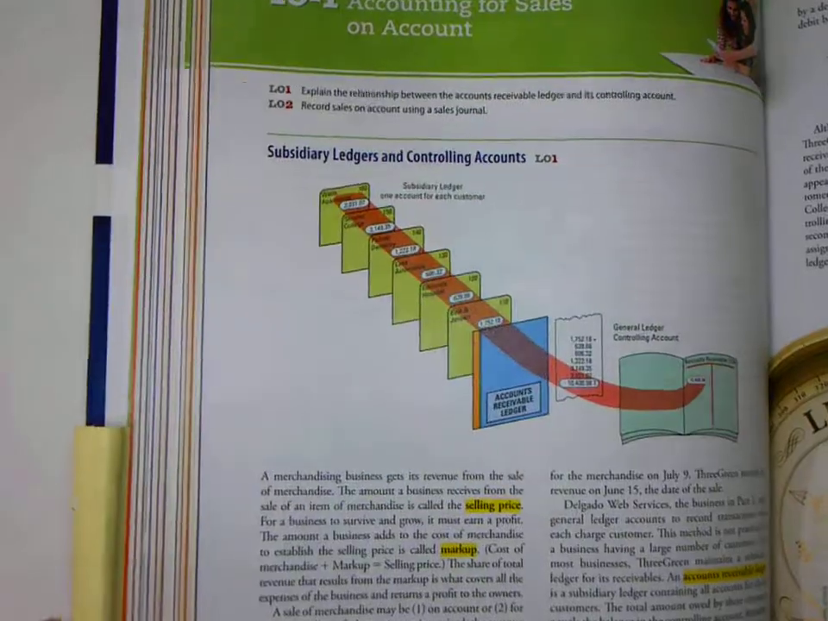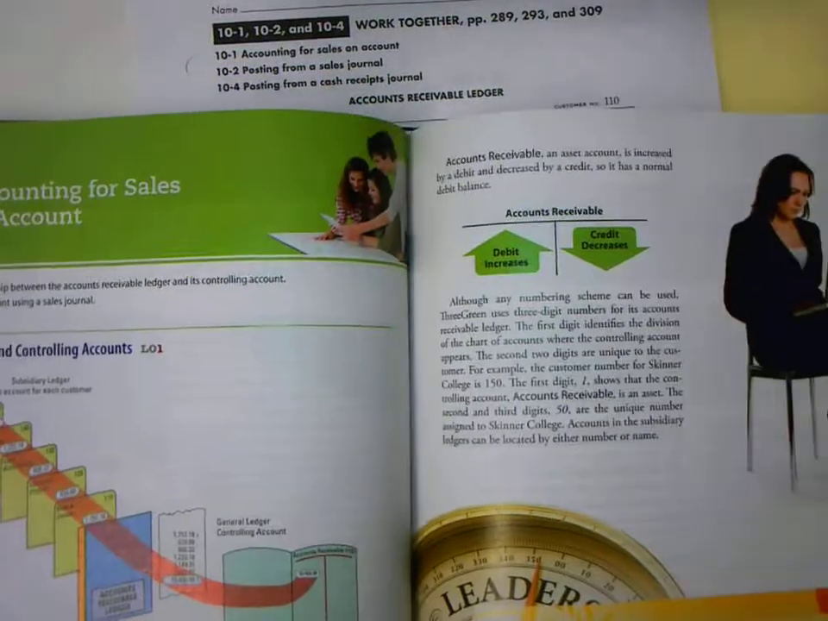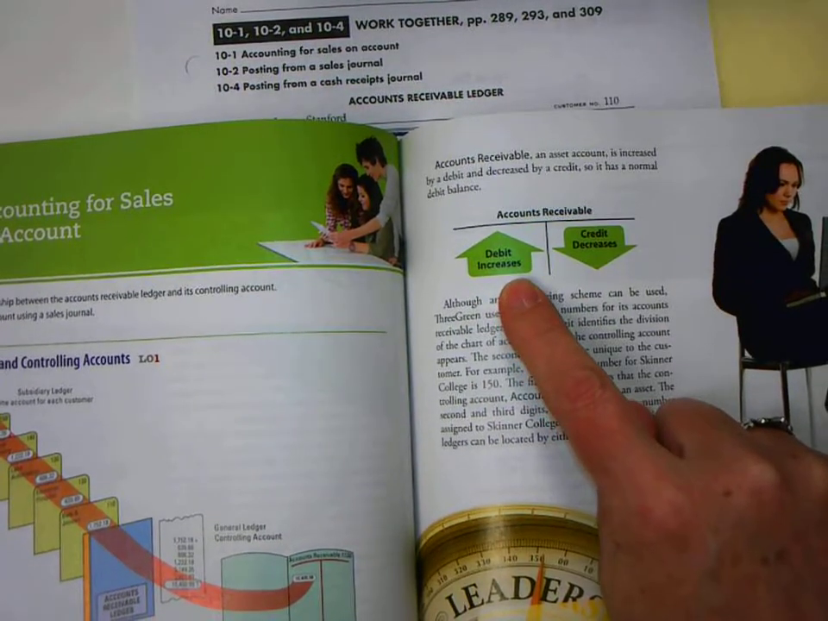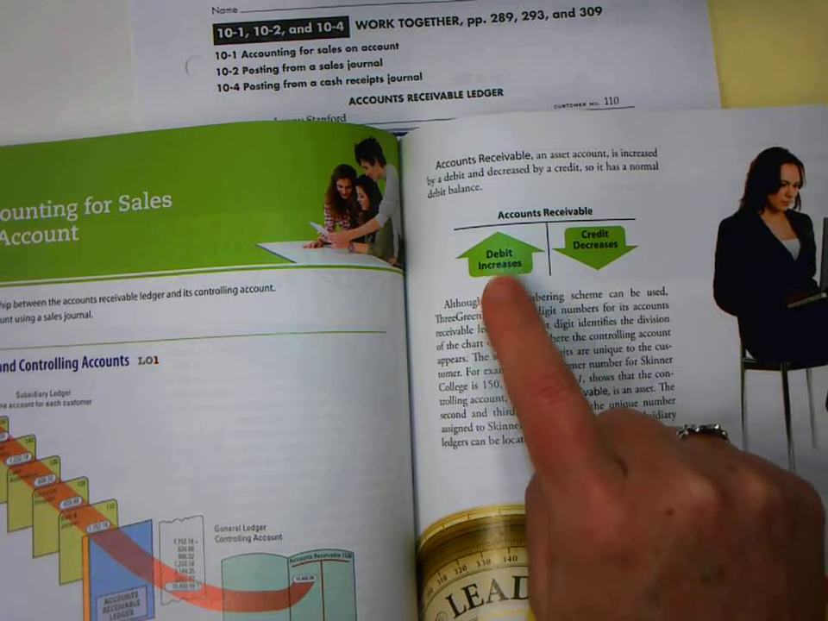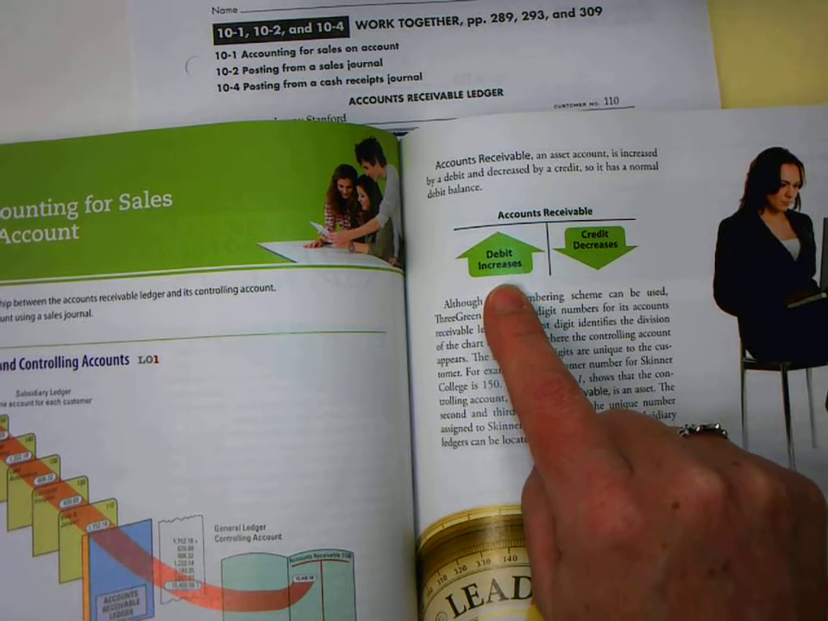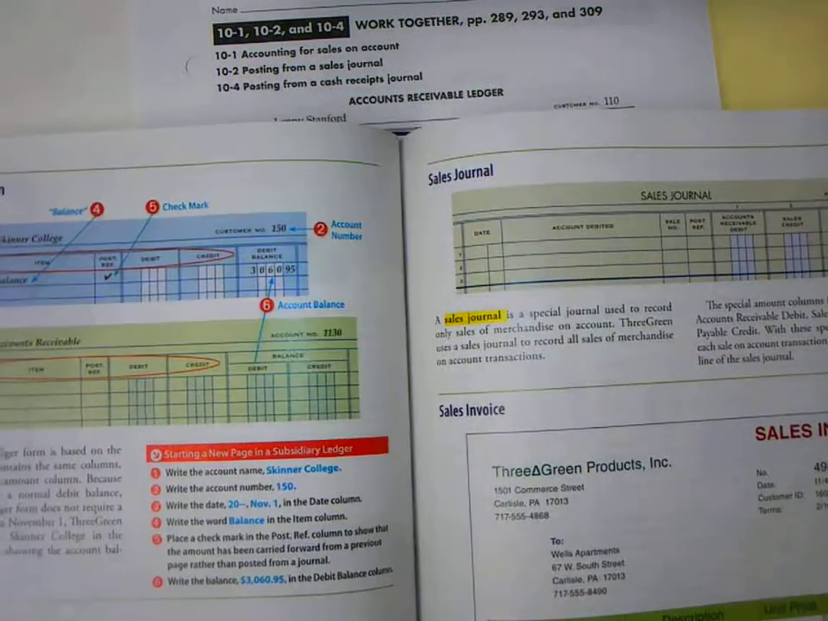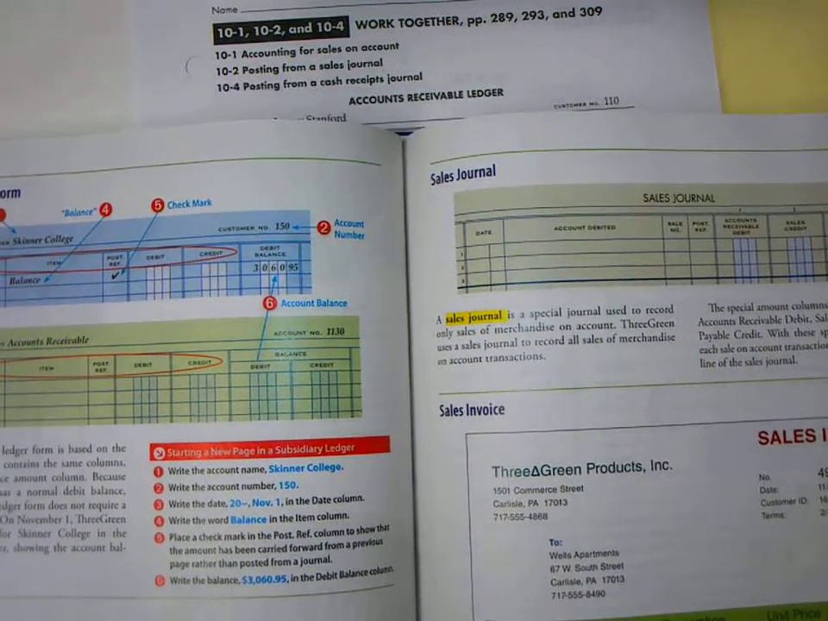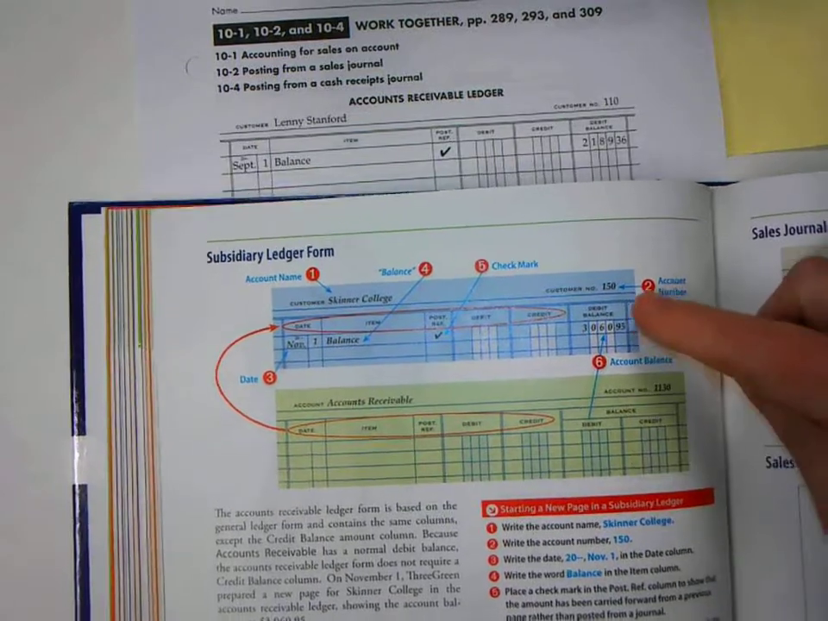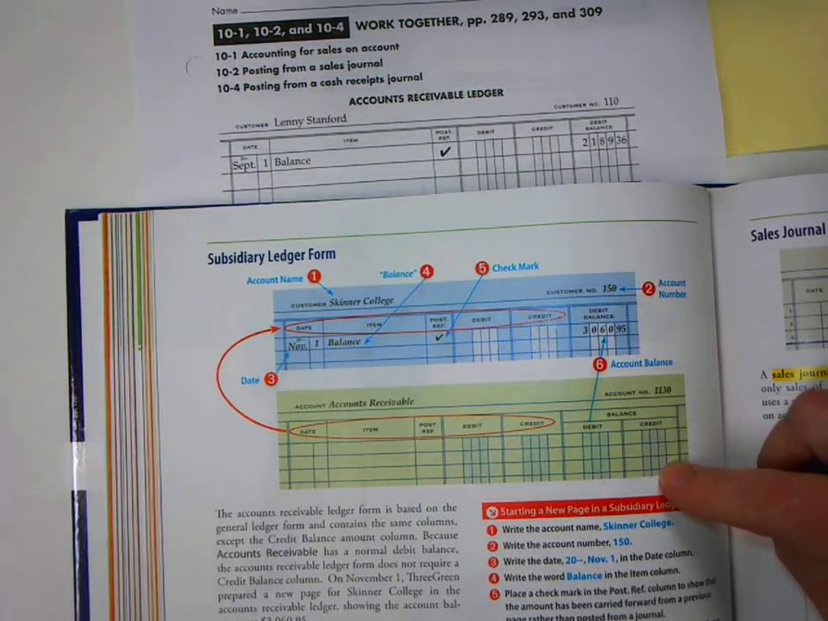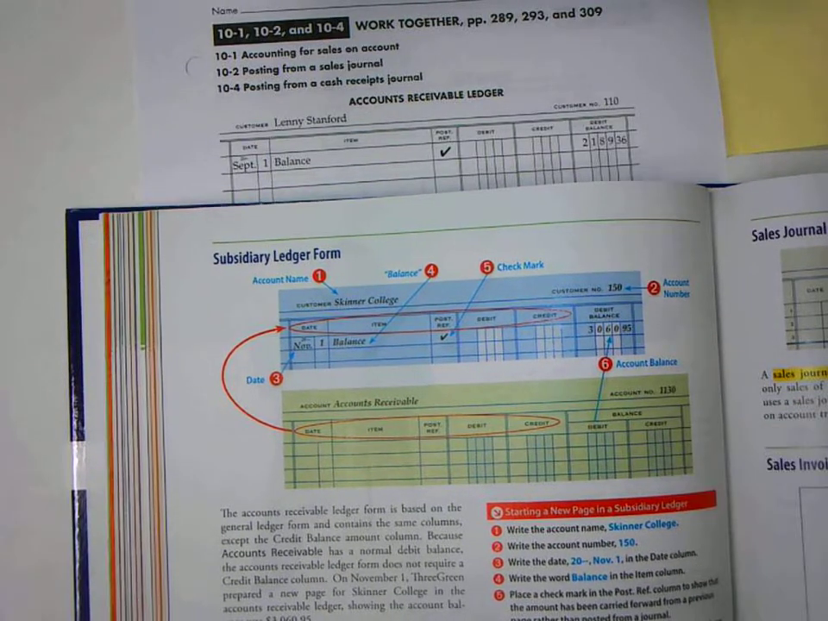Of course, our accounts receivable are assets. So we increase on the debit side. It's our normal balance side. Okay. And then, of course, we have the two ledgers. We have the sub-ledger posting and equaling the controlling account.